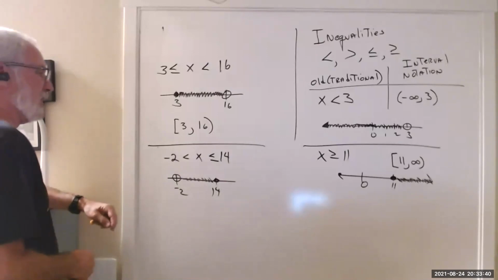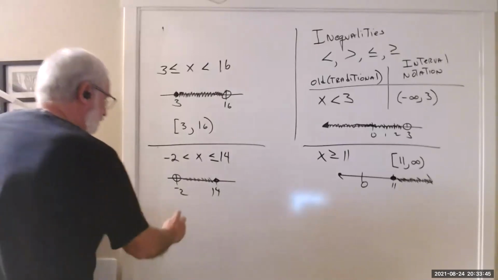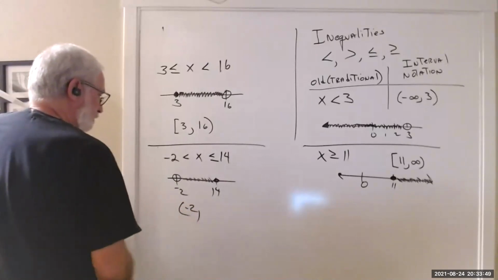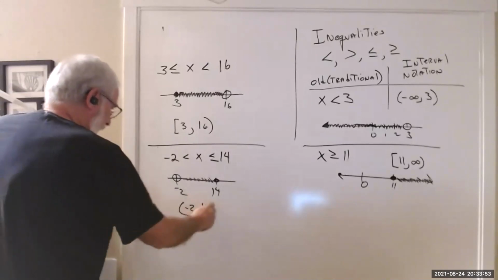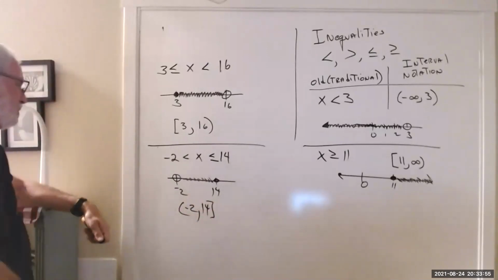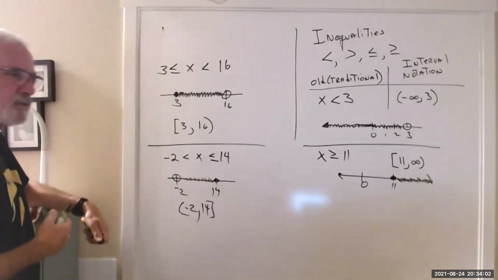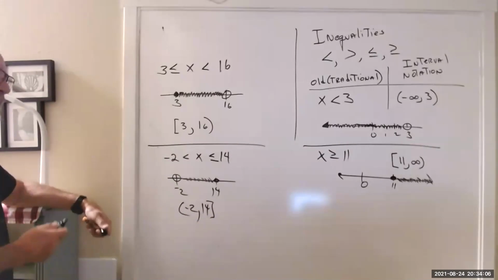Okay, anybody want to take a shot at it? Parentheses -2, comma, 14, bracket. Okay, anybody get a different answer? Good, because that's the correct answer. Okay. You feeling a little bit more comfortable in this new notation?